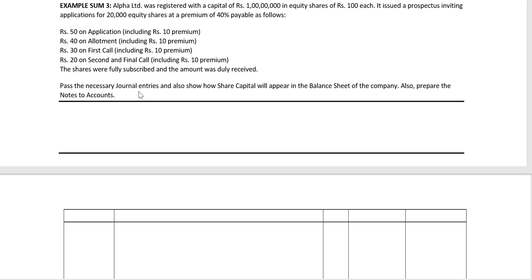We are asked to pass the necessary journal entries and also show how share capital will appear on the balance sheet of the company. And also we are asked to prepare the notes to accounts for the share capital.